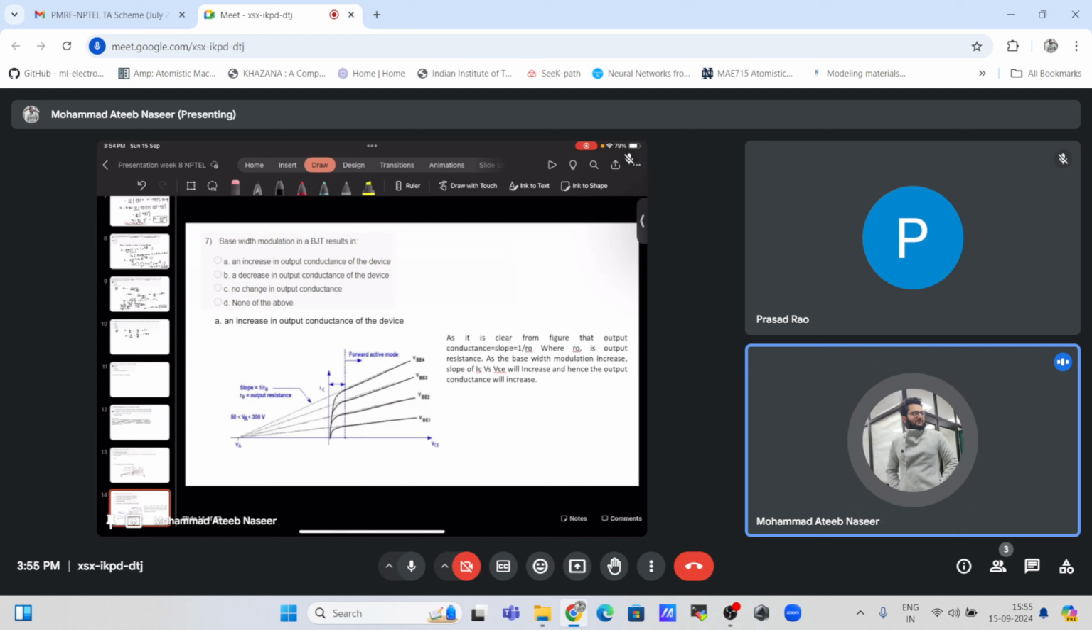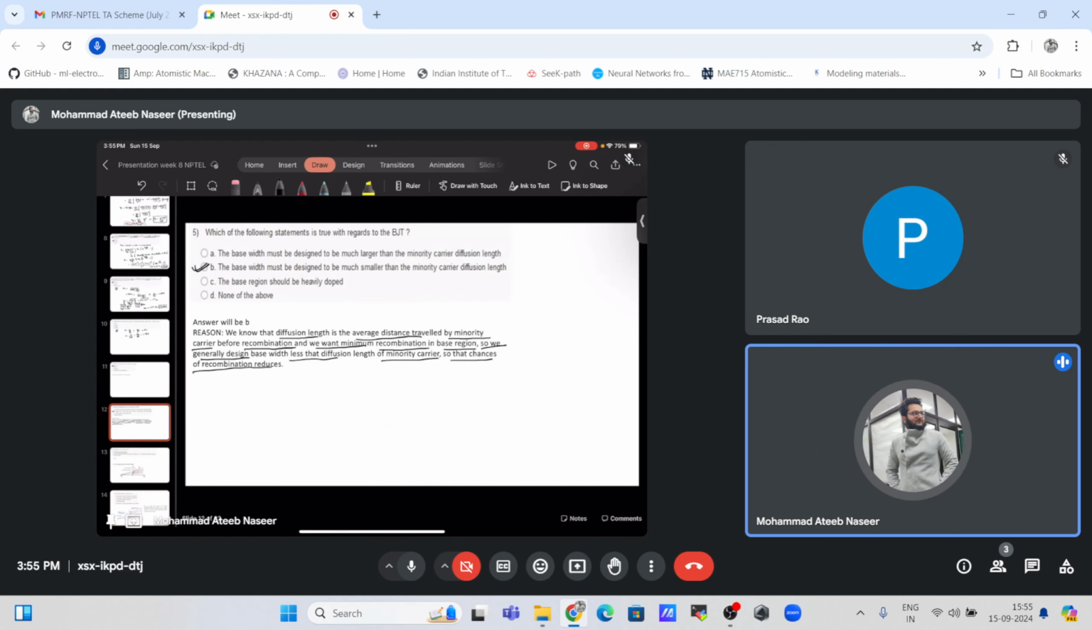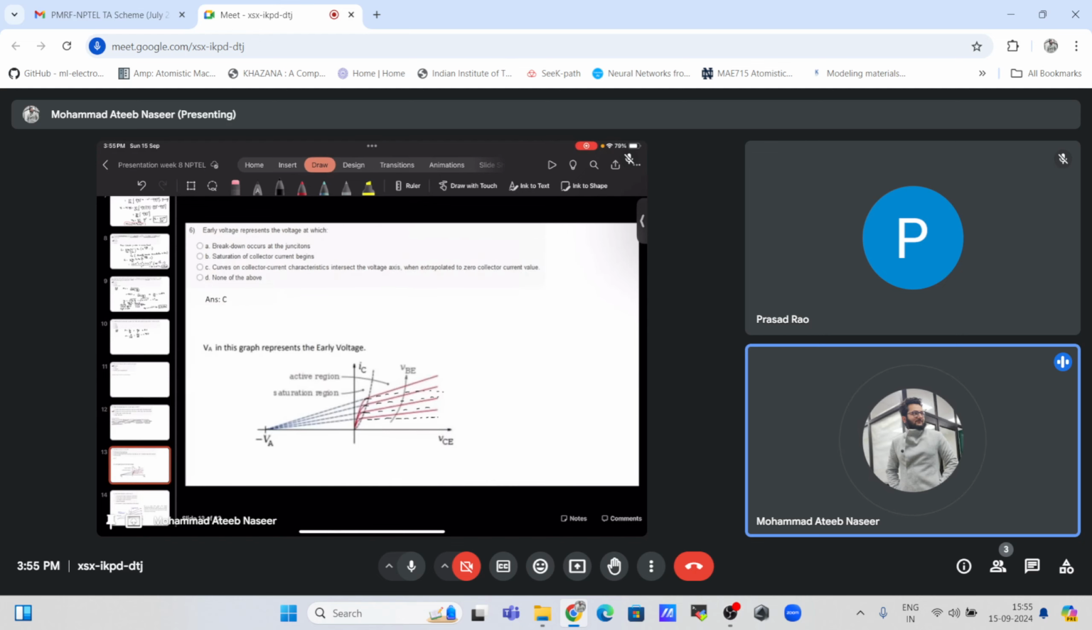In the forward active mode, the output conductance is associated with the device, and this has been attributed to base width modulation. Since this is not the case in practical devices, due to base width modulation, we will have some slope in the curves. It is not ideally saturating, and we are having some slope. If we extend these lines to the negative axis, they will all intersect at a point which is known by the name of the early voltage.